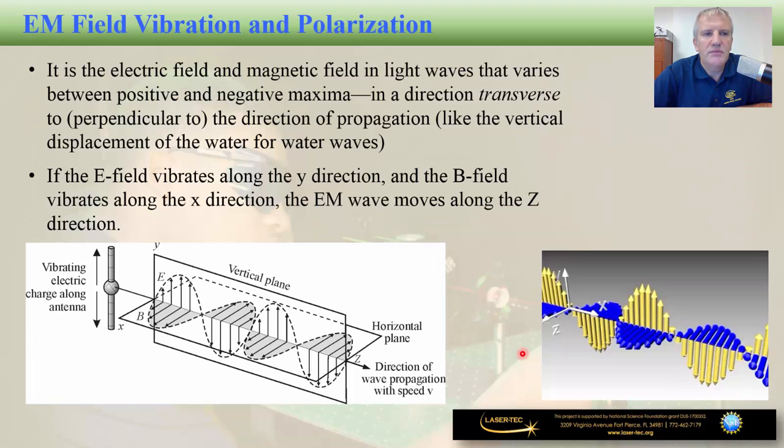We already briefly talked about light being a wave, so we are talking about a wave behavior where so-called electric and magnetic field are vibrating. So electric and magnetic field in light waves vary between the positive and negative maxima in direction transverse or perpendicular to the direction of the propagation.